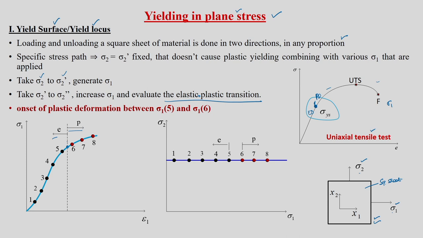That means from here onwards, I am going to start having plastic deformation. So I can pick up this as my one yield point or yield strength. The same one I am going to now repeat for several other values.